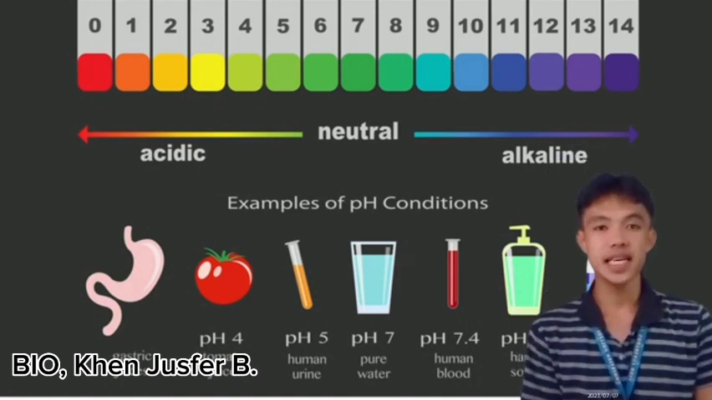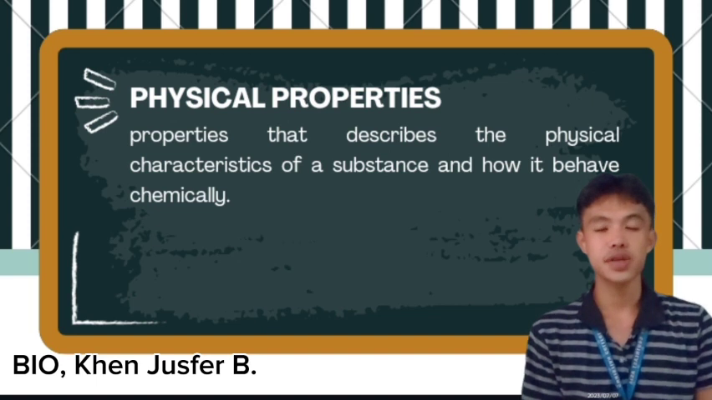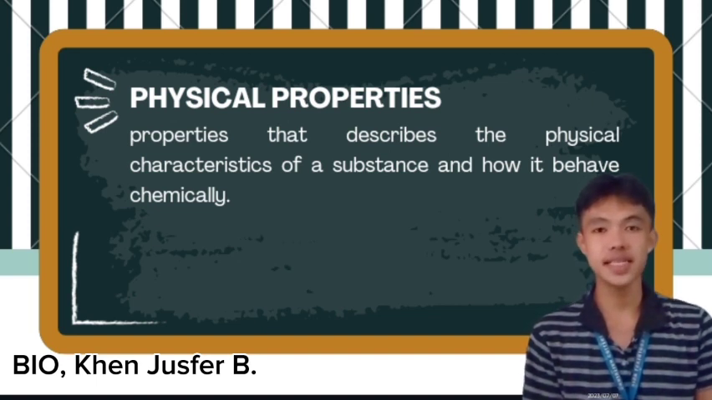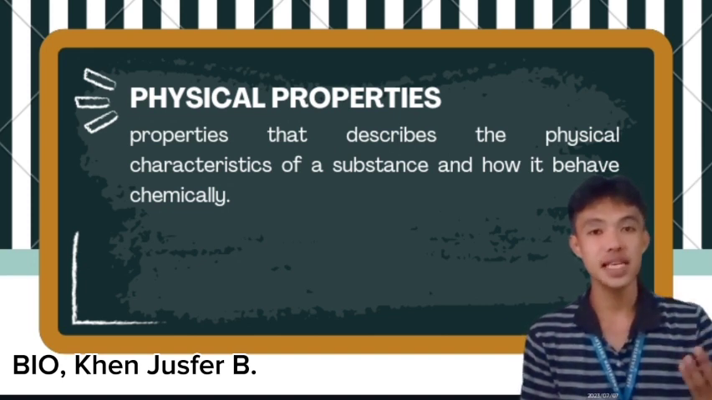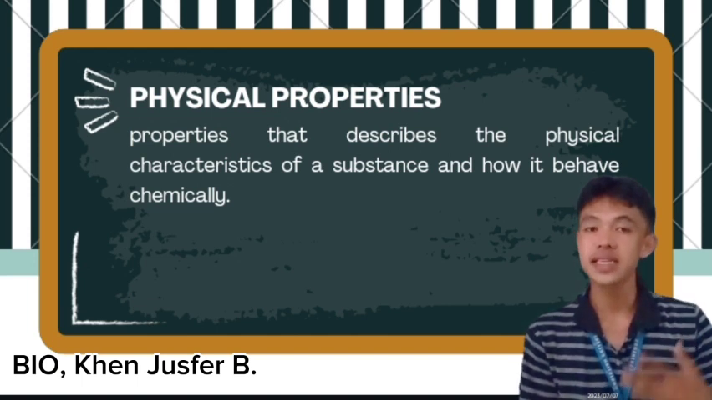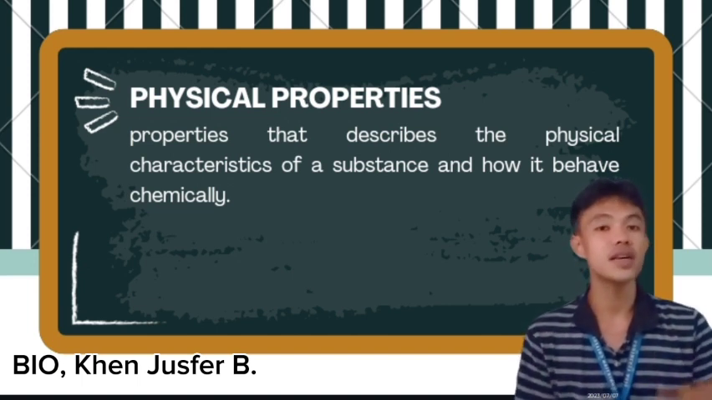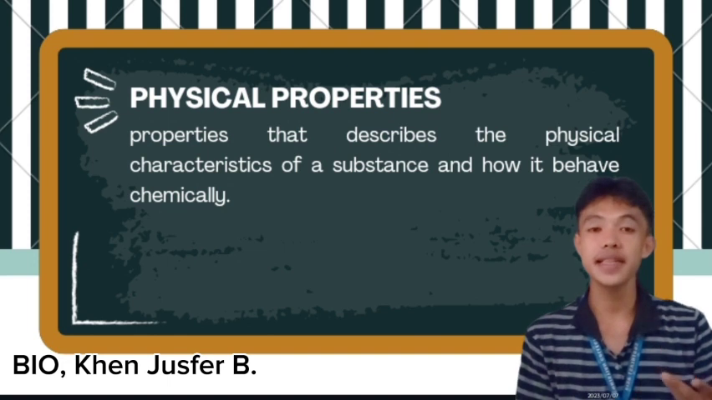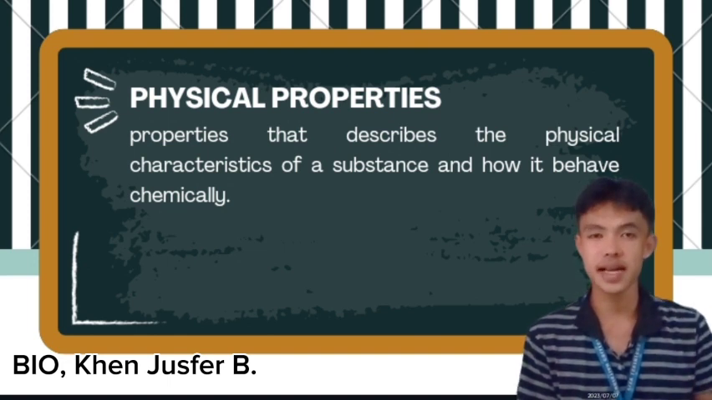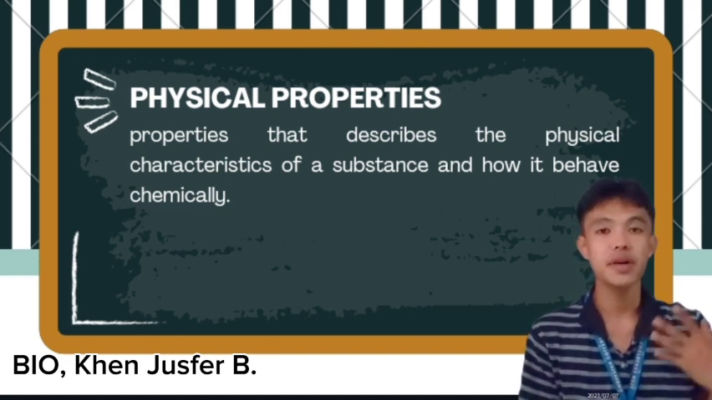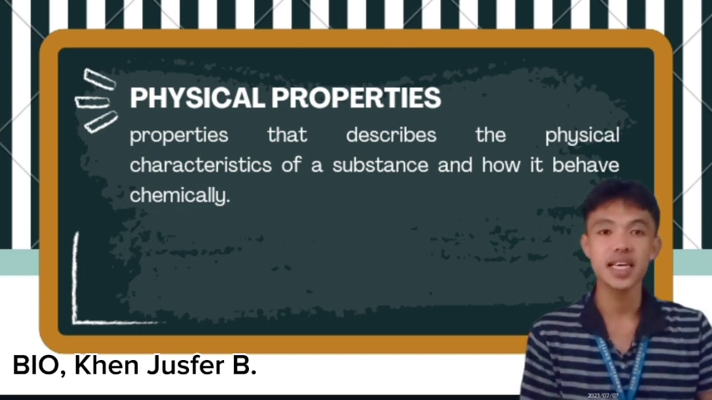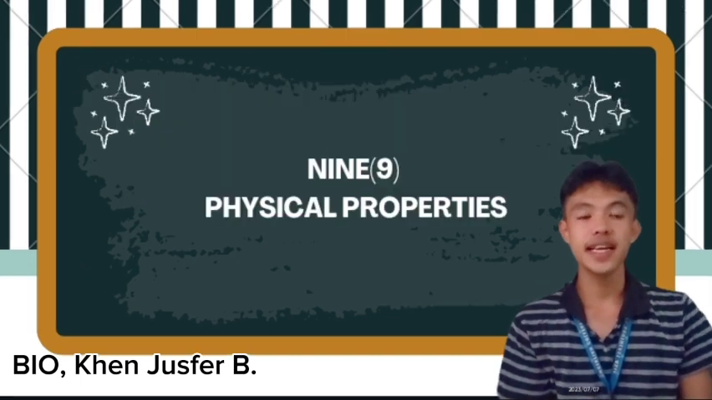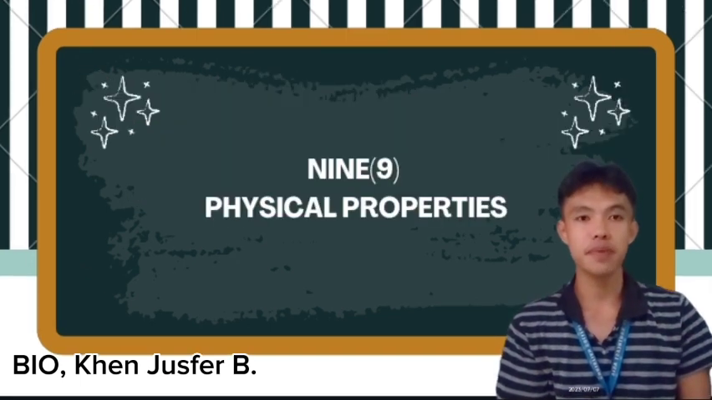The second property is the physical properties. So what do we mean when we say physical properties? These are characteristics that can be measured without changing the composition of the sample under study, such as mass, color, and volume. A physical property is a characteristic of a substance that can be observed or measured without changing the identity of the substance. Here are nine examples of physical properties.